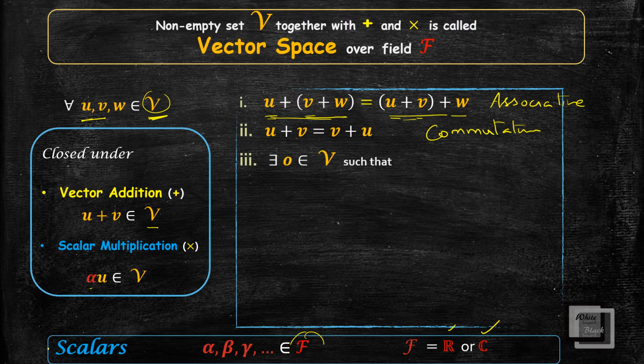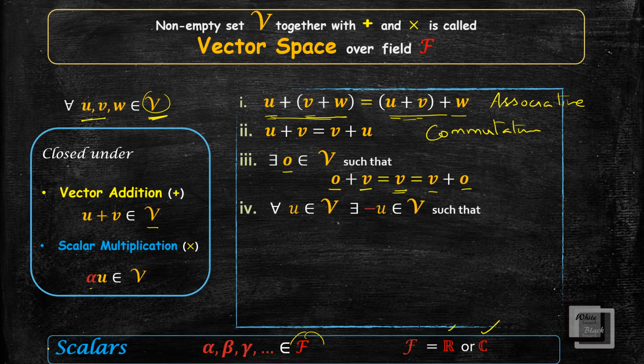Third property is existence of identity. There exists a vector 0, also called the zero vector, in V, such that vector 0 plus vector v equals v, or vector v plus 0 also equals v. In the non-empty set V, there exists an element called identity or zero vector, such that adding the zero vector to another vector means we will get the same vector.